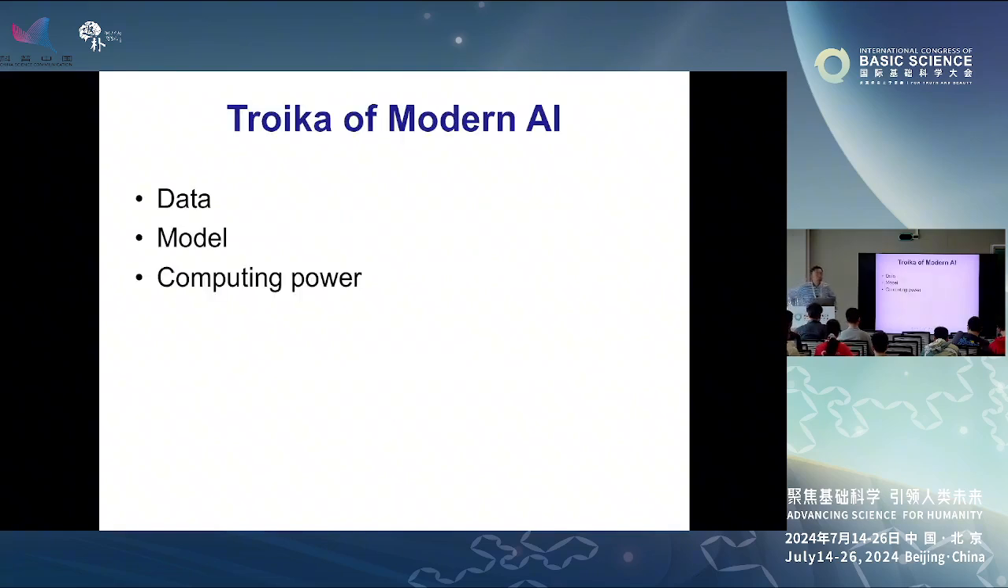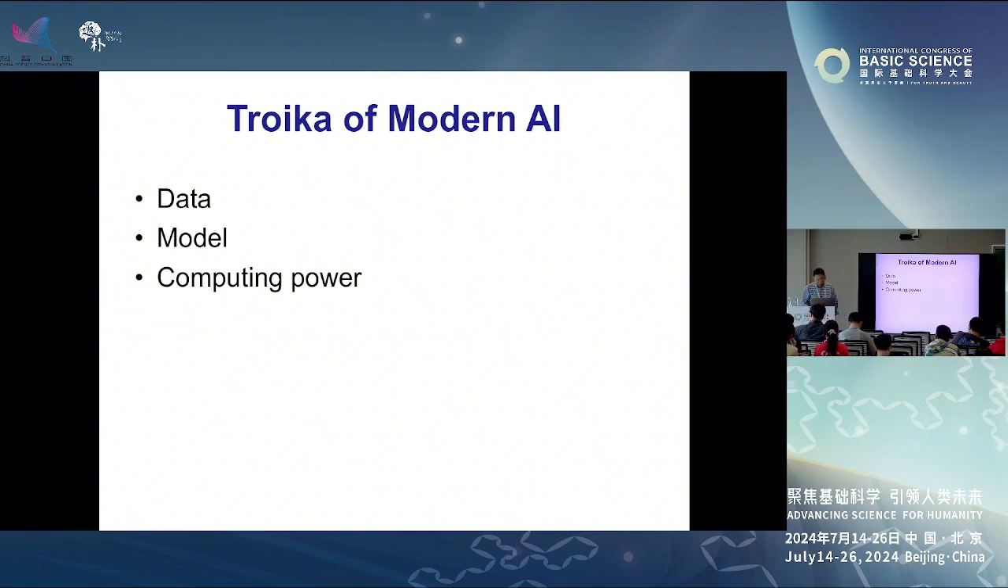So we know there are three driving forces of modern artificial intelligence: data, model, and computational power. These three have been the major driving forces for the development of modern AI. Essentially, data provide the material, and the models and algorithms provide a mechanism to process this material. But all of this processing really relies on computing power.